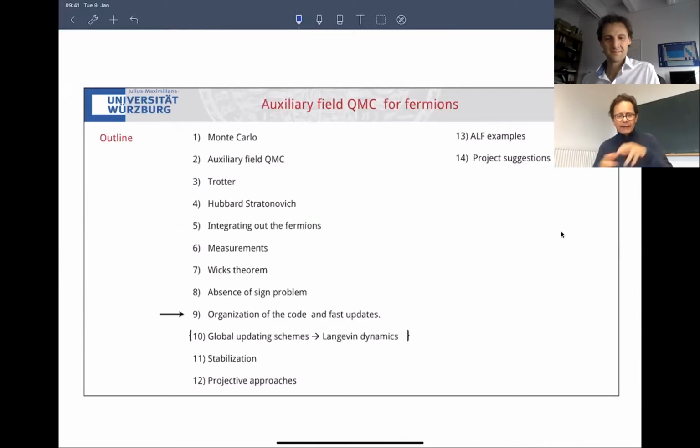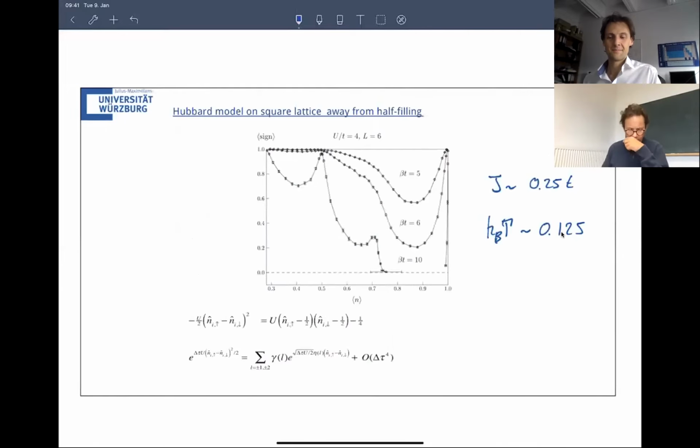About the sign, the previous slide. Yes. There's a hump at 0.7. There's a small peak at 0.7. Do you know why? Yes, it's a filled shell configuration. So it happens that if you go at this filling, if you take a 6x6, basically the non-interacting ground state is non-degenerate. Okay, I understand.